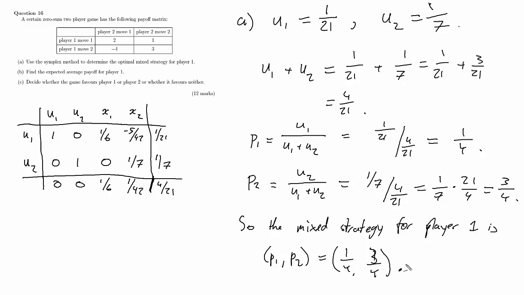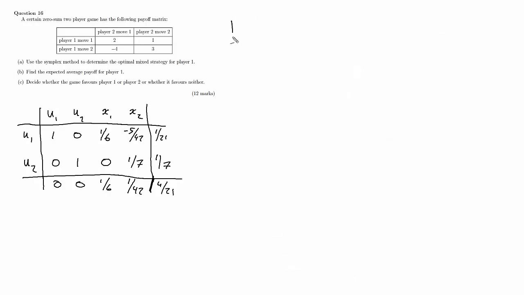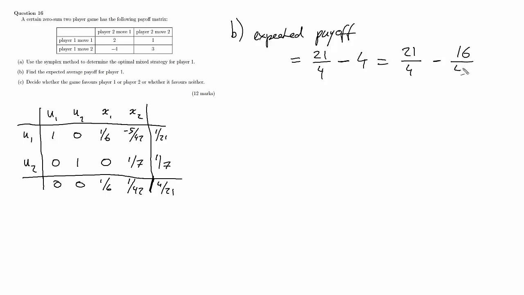Now, for part B, we can also use the table to get this information. We take the reciprocal of the bottom right-hand value and subtract the value that we added to every entry at the start. So for part B, the expected payoff is the reciprocal of the bottom right-hand corner, which is 21 on 4, and we subtract the value that we added at the start. So that's equal to 21 on 4 minus 16 on 4, or 5 on 4. So the expected payoff for player 1 is 5 on 4.